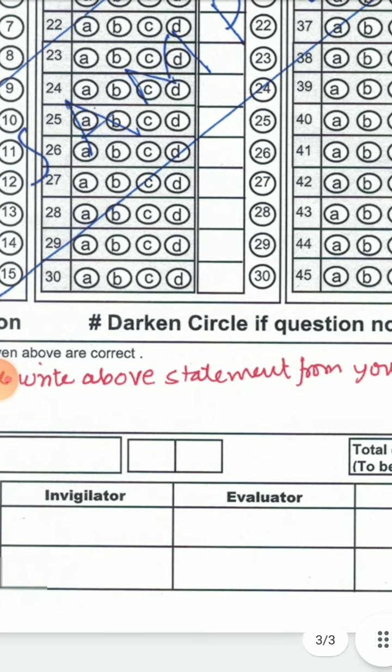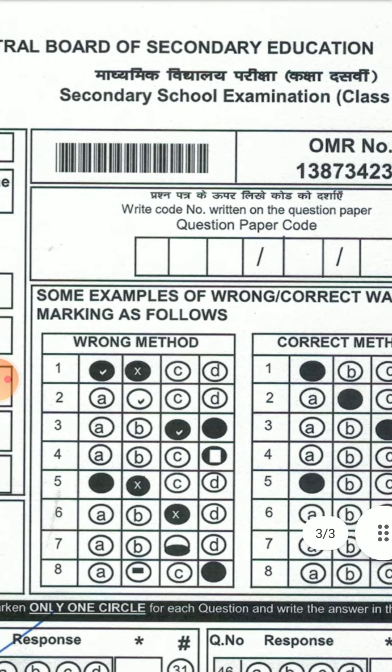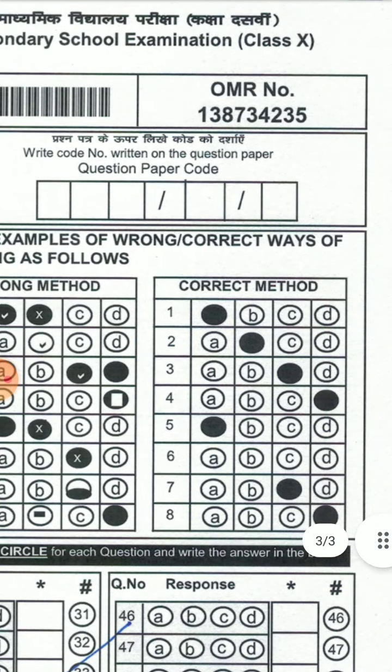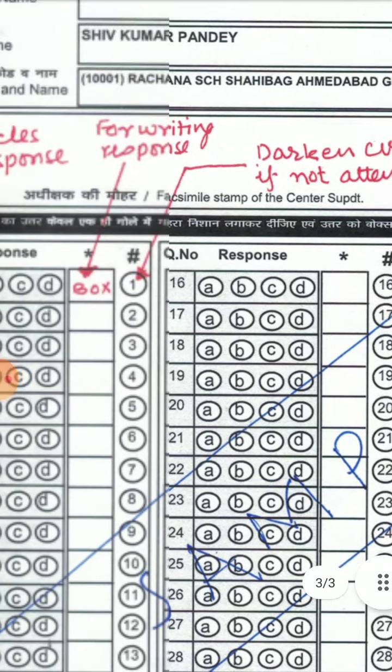And one more piece of information. Here you can see the wrong method and the right method. Here they have given the correct method. You have to shade only one circle correctly. If you shade two or three in the same column or row, it will be taken as wrong, and it will not be evaluated. Okay children.